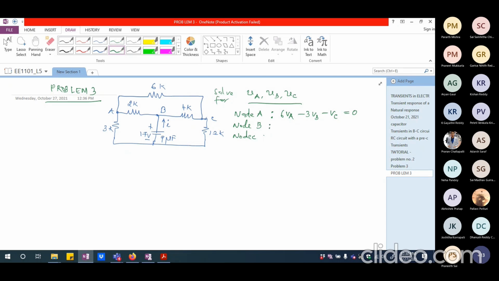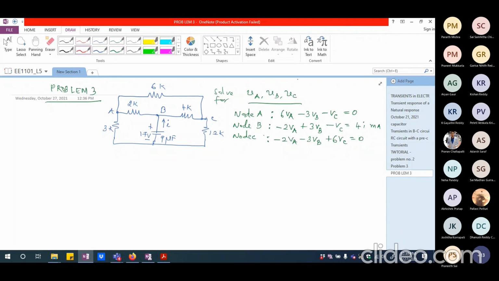For node B we had written minus 2 VA plus 3 VB minus VC equal to 4I. But this was milliamperes of current, because kilo ohms of resistance will result in 1 volt divided by 1 kilo ohm, so we are going to get only 1 milliampere. The third one was minus 2 VA minus 3 VB plus 6 VC equal to 0. These were the 3 equations we got.